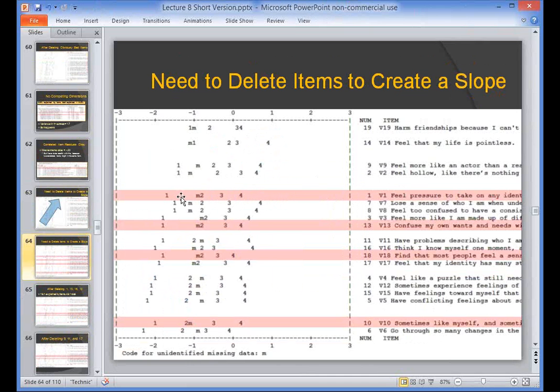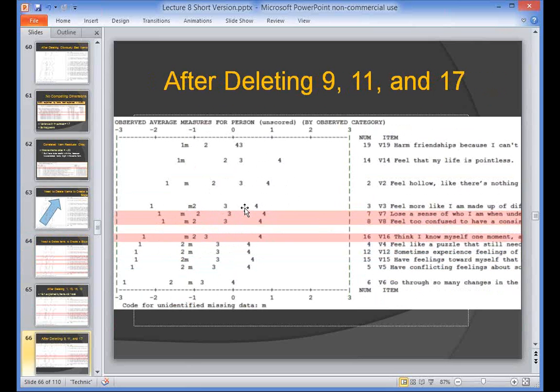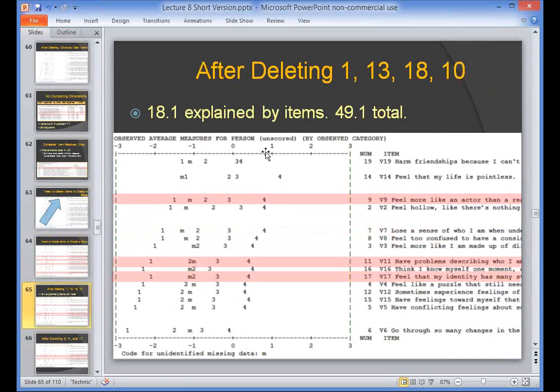So you can see this item, feel pressure to take on any identity the group demands. This item is narrow compared to the others, so that item is going to go. This item, confuse my own wants and needs with those of others. That item is narrow compared to the others. It's going to go. Item 18, find that most people feel a sense of emptiness. That item doesn't contribute to this slope to the right. That item is going to go. And then this item 10, sometimes like myself, sometimes hate myself. This item isn't contributing to that slope. It's going to go.